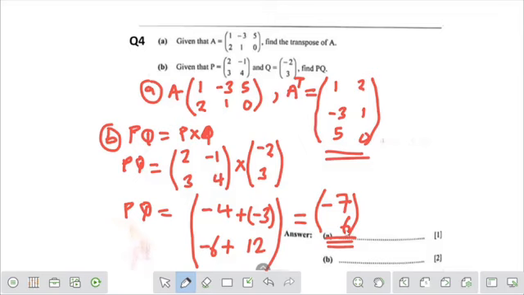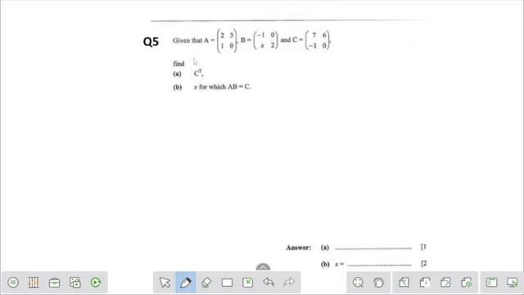So we now move on to the other question. Here is our next question. Given that A is equal to this matrix, B is equal to this matrix, and C is equal to this matrix, find C transpose. So without wasting much of our time to answer A, C transpose. So 2, 3, you can see this one, 2 and 3. This will become a column, 2, 3. Then we also have 1 and 0, 1, 0. So this is the transpose of matrix C.